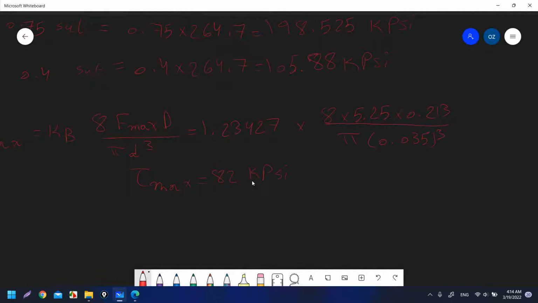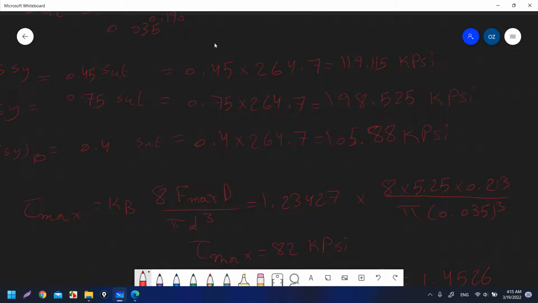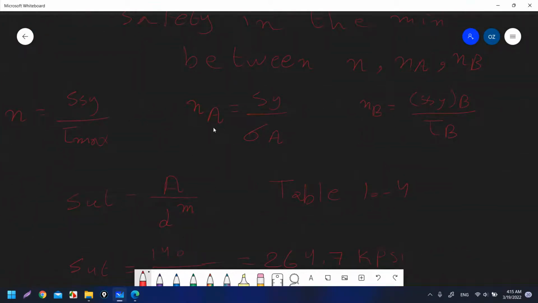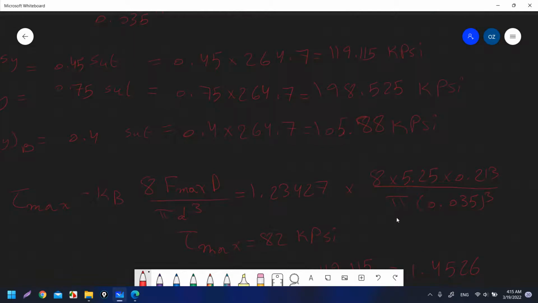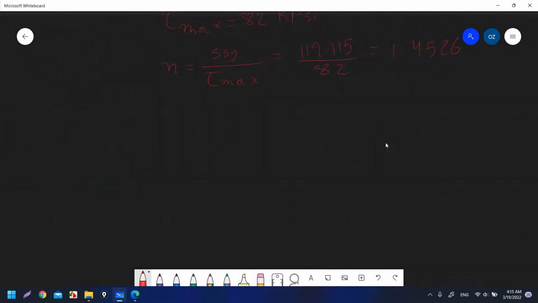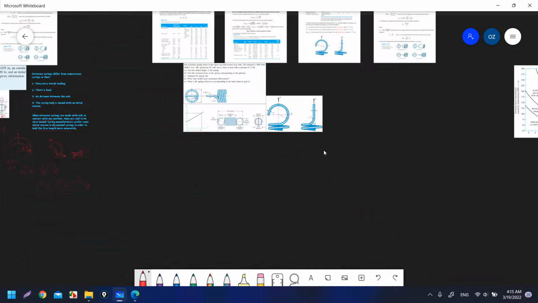Now I can find N for the body, for the coils. It is equal to SSY because it is shear in the coils, over tau max, and this will give you 119.115 over 82, and the value will be 1.4526. Now let's go to NA. It is equal to SY over sigma A. So in order to find sigma A, we have to calculate first KA and C1.